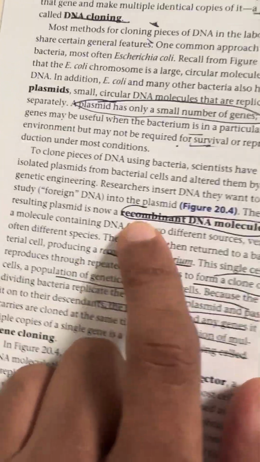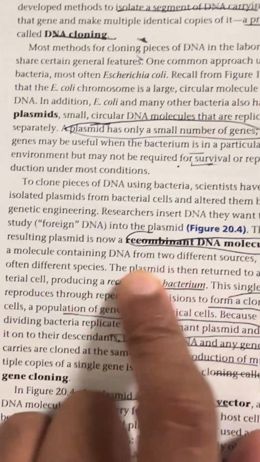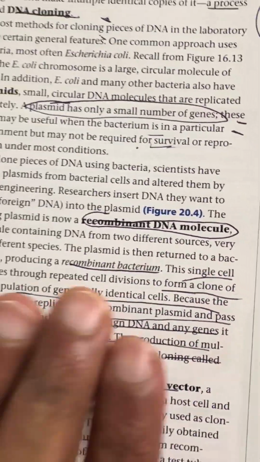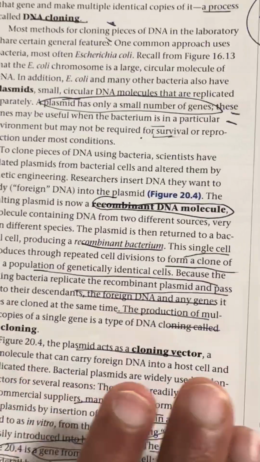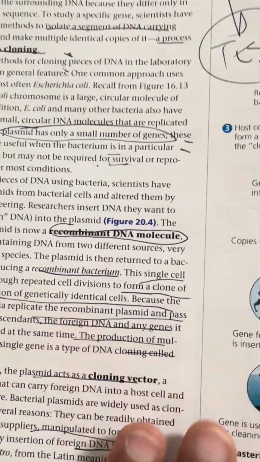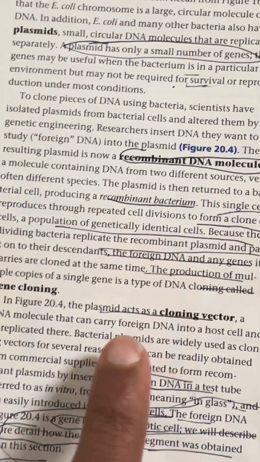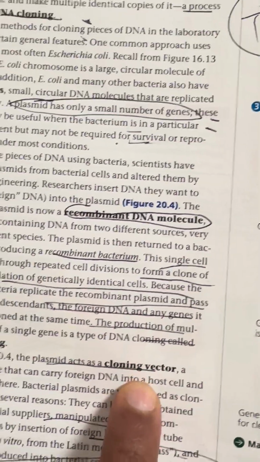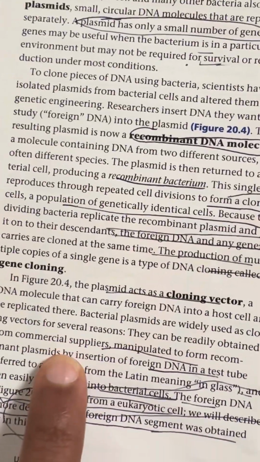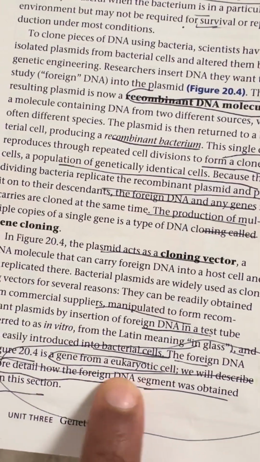That word is really important. What is that? Recombinant means it's a mix: molecules from two different sources. Okay, just know that term. You'll see it all the time. They can produce recombinant DNA, right? So the plasmid acts as a cloning vector, and it can carry foreign DNA. It's widely used because you can manipulate these, okay?